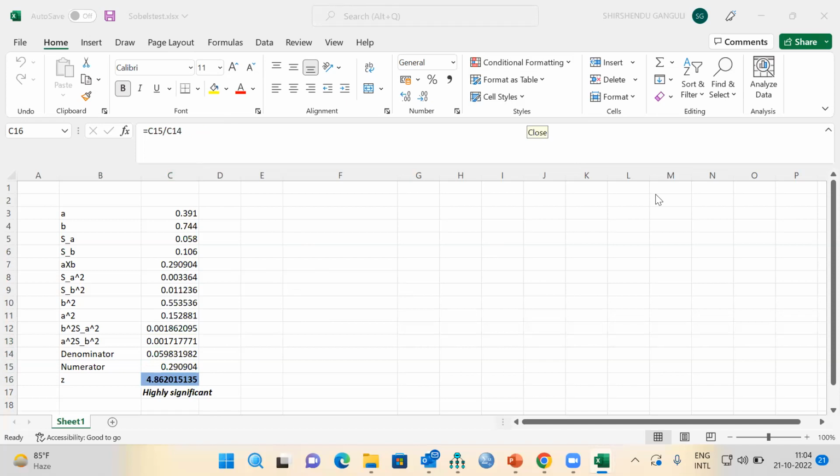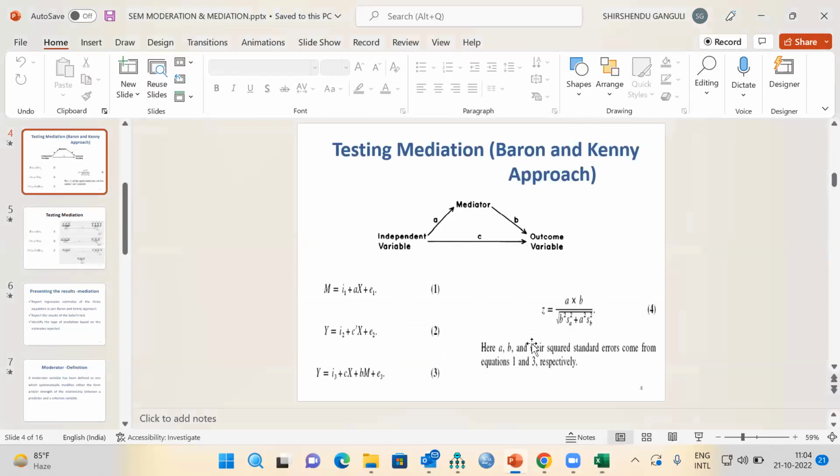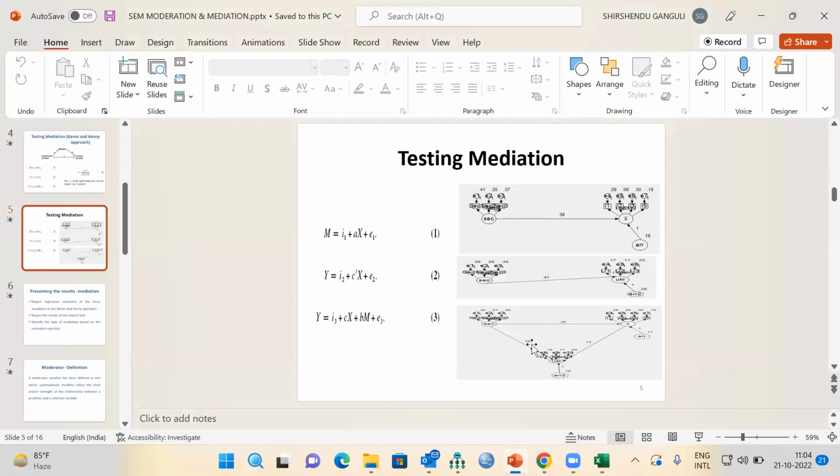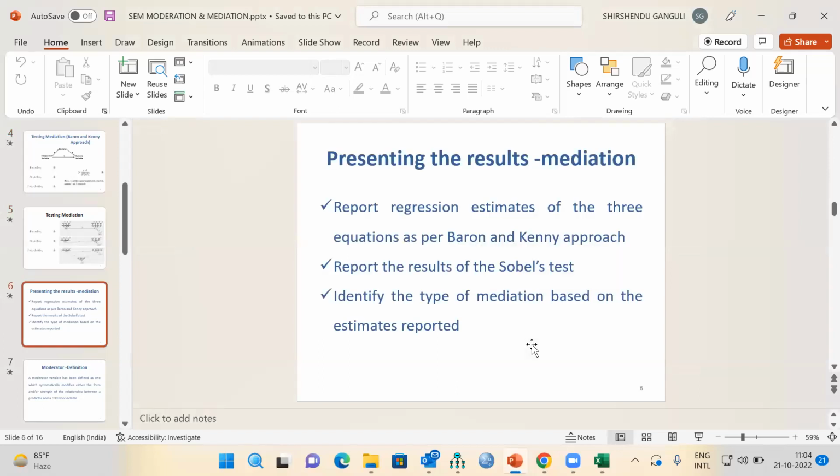And this has to be also reported when you are reporting the mediation results. So what do you report? You report first of all the significance or non-significance of all the three regression estimates for the three regressions that you have run. The result of Sobel's test should be significant. If it is not significant, the mediation effect is not there. And then looking at the three equations, you have to decide whether there is a mediation, whether it is a full mediation, a partial mediation, or a no mediation case.